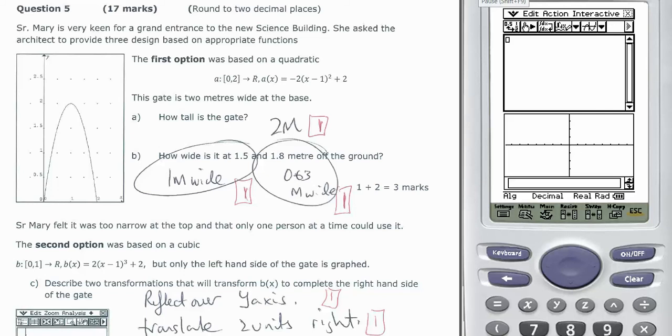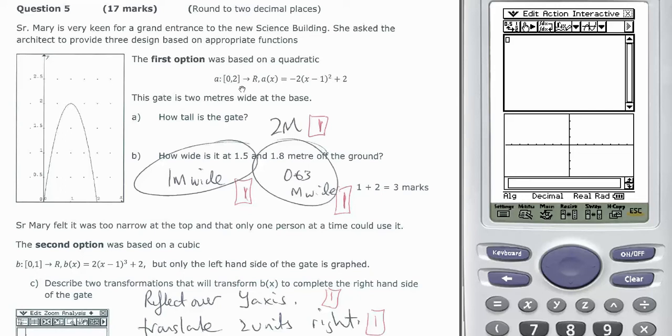This is for Year 12 Methods. It's the 2014 Functions Application Tech Aloud Section Question 5 Part 1. Sister Mary is very keen for a grand entrance to the new science building. She's asked the architect to provide 3 designs based on appropriate functions. The first is based on a quadratic, and here's the quadratic.